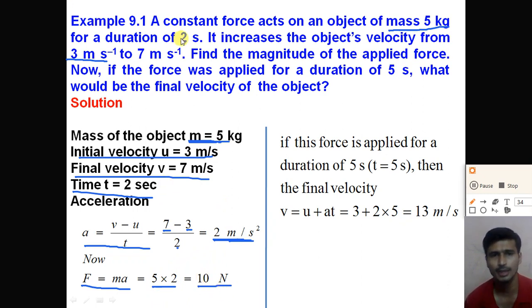Understand, dear student? Now if this force is applied for a duration of 5 seconds, what will be the final velocity? According to the first equation of motion, v is equal to u plus at. V is the final velocity, u is the initial velocity, a is the acceleration and t is the time. So the initial velocity is 3 plus 2 multiplied by 5. Acceleration is 2 meter per second square and time is 5 seconds. So we get 13 meter per second.